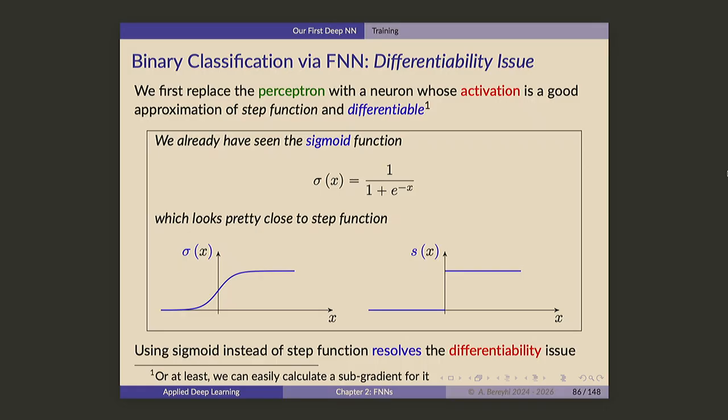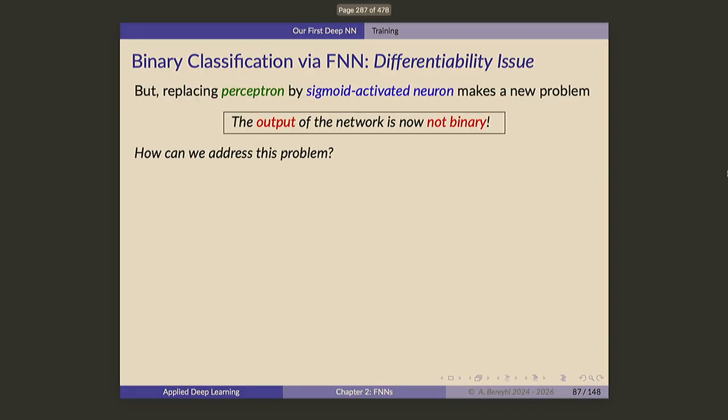Everybody's cool? Okay, great. Now, so the output of the network, put at the output layer the sigmoid activation. Now, if I put the sigmoid activation, let's think about what's going to happen at the output.